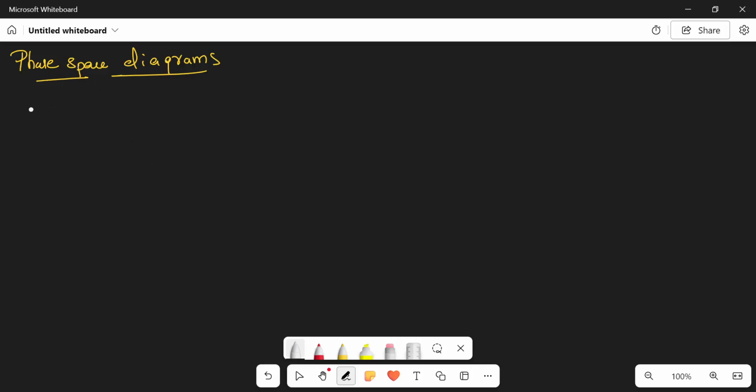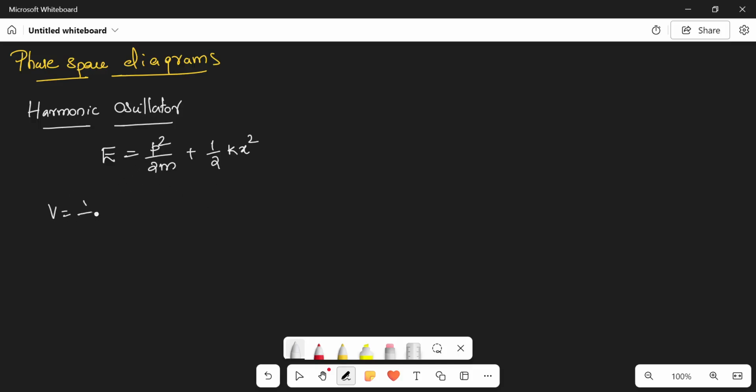Let's take the harmonic oscillator as our next example. So what's the total energy of a harmonic oscillator? Total energy is the kinetic energy p square by 2m plus the potential energy half k x square. What kind of potential do we have here? V is equal to half k x square. We can see that this is obviously a parabolic potential.